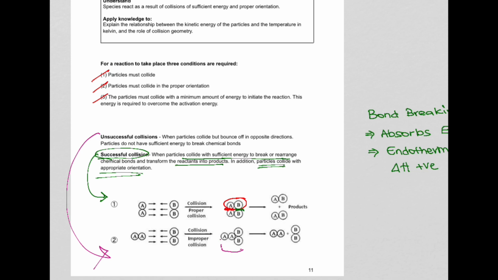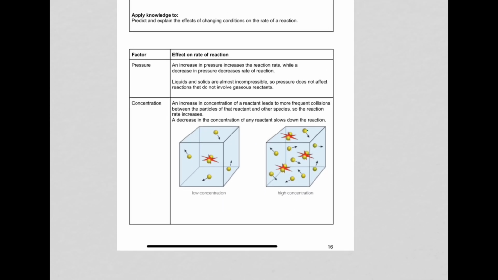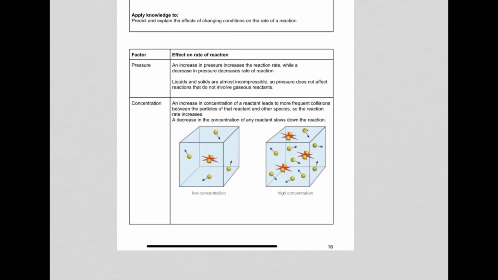And any factor that's going to increase any of these is going to increase the rate of the reaction. So these factors include pressure, concentration, surface area, temperature, and catalyst.